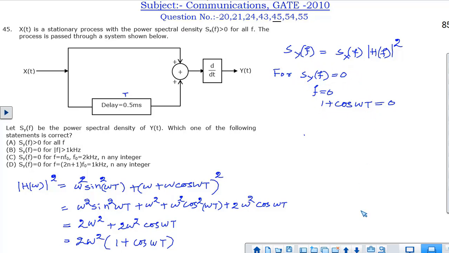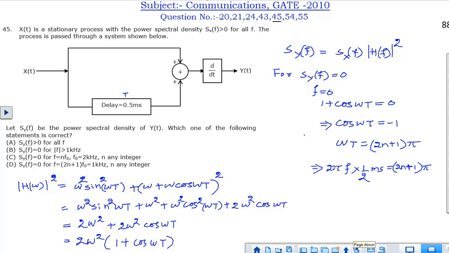So if we simplify this, we can find out at what frequency the power spectral density is becoming 0. So this is nothing but cos omega t equal to minus 1. For this to become minus 1, omega t has to be an odd integral multiple of pi, or we can say omega t is equal to (2n plus 1) pi. Simply, if we substitute omega equal to 2 pi f, and this t is already given as 0.5 millisecond, then we can find out at what frequency the signal is becoming 0.